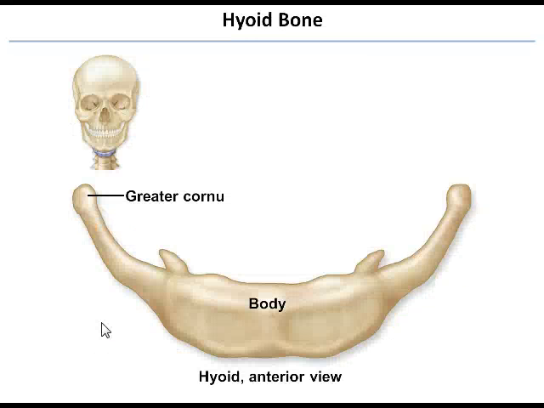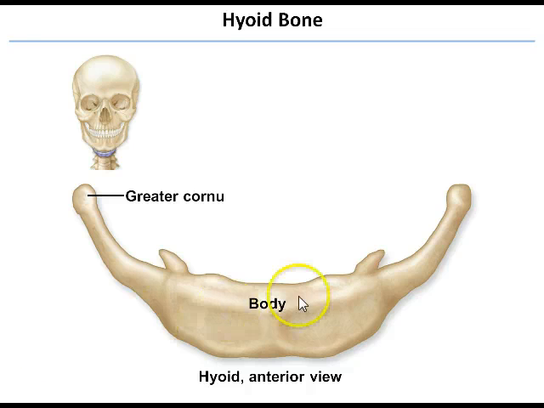We've now completed our review of the skull, and now we move down to a number of other bones making up the axial skeleton. Here we can see the hyoid bone. The hyoid bone is a very interesting bone because it's located in the neck and it does not have any articulations with any other bones.